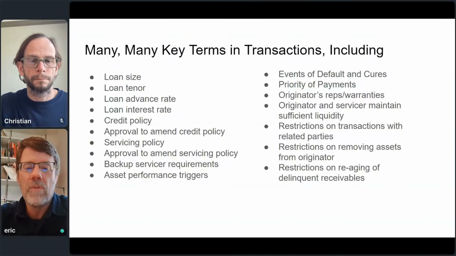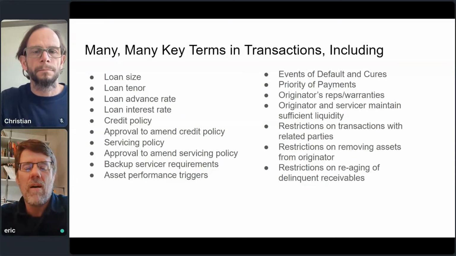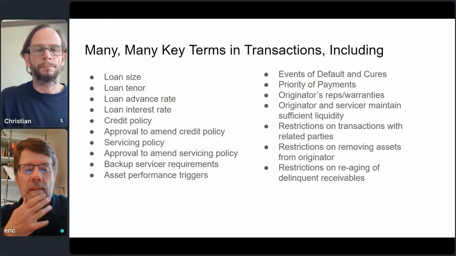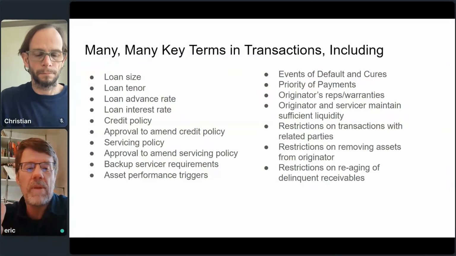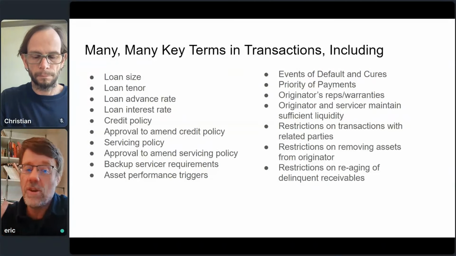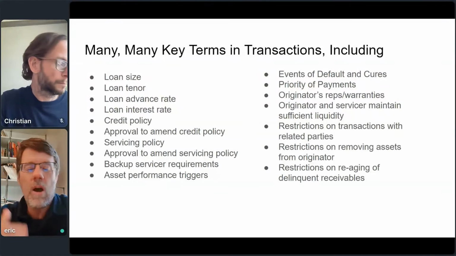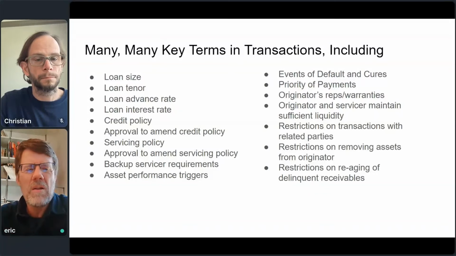Very important. Does the originator give reps and warranties that all of the underlying asset loans they make are actually done in accordance with their credit policy? For instance, if they do some sloppy things that are out of policy, they should be expected and required to buy them back at par. I could go on and on with all these things. I want to make the point that there are so many important elements to deal with here.